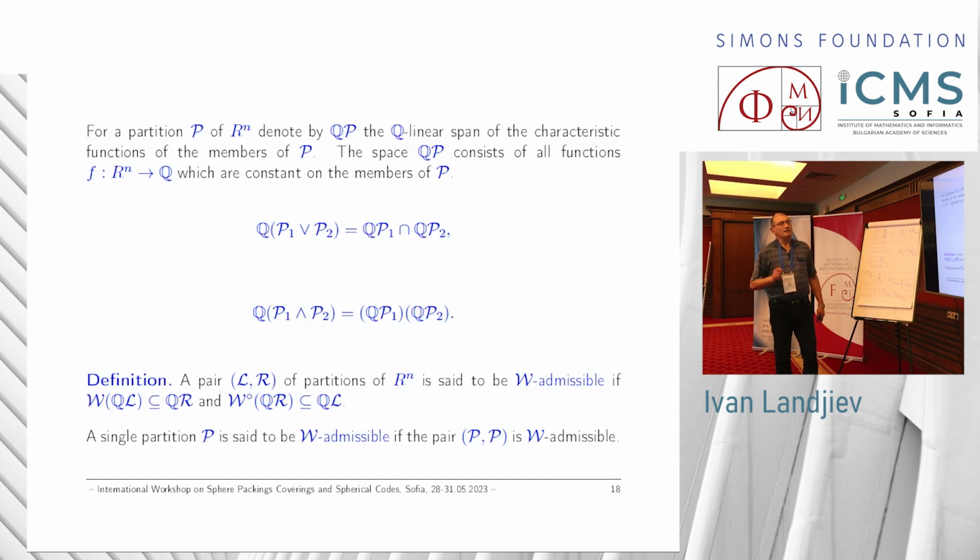But we are interested in W-admissible. W stands for MacWilliams. Partitions that admit MacWilliams identities. A pair of partitions is said to be W-admissible if this space spanned by the left partition, its W image, is in the space, contains the space spanned by the right partitions, and similarly for the right counterpart. And a single partition is doubly admissible if the pair is doubly admissible.